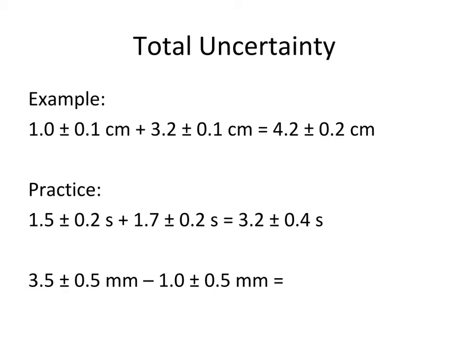3.5 plus or minus 0.5 millimeters minus 1.0 plus or minus 0.5 millimeters gives us 2.5 plus or minus 1.0 millimeters. You'll notice that even though we're subtracting the measured values, we're still adding the uncertainties. So we still add the uncertainties even if we're subtracting the measured values.